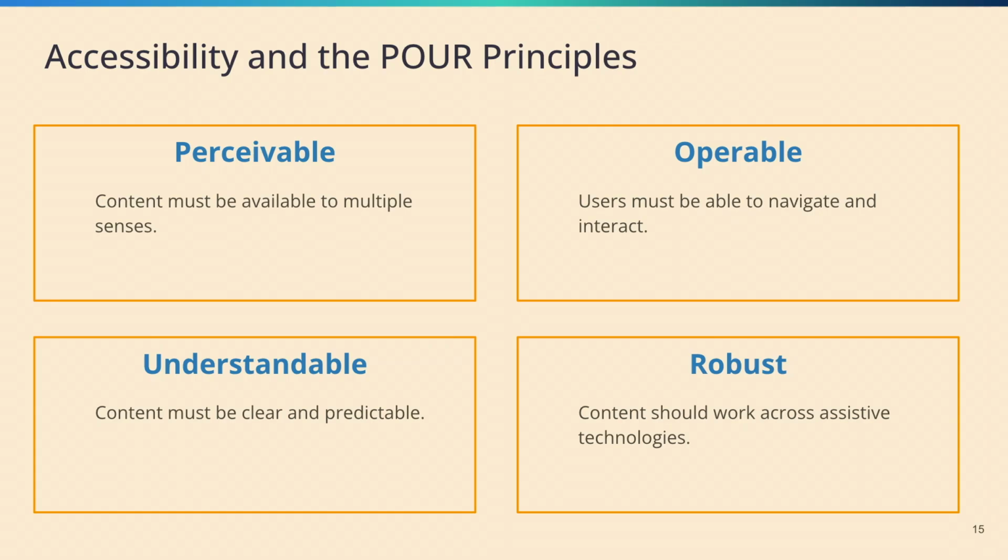And robust is the last one. It means that you should be able to access the content no matter how, with any sort of assistive technology. So this could be a Braille writer. It could be only doing keyboard navigation. It could be even the browser that your content consumers are using.